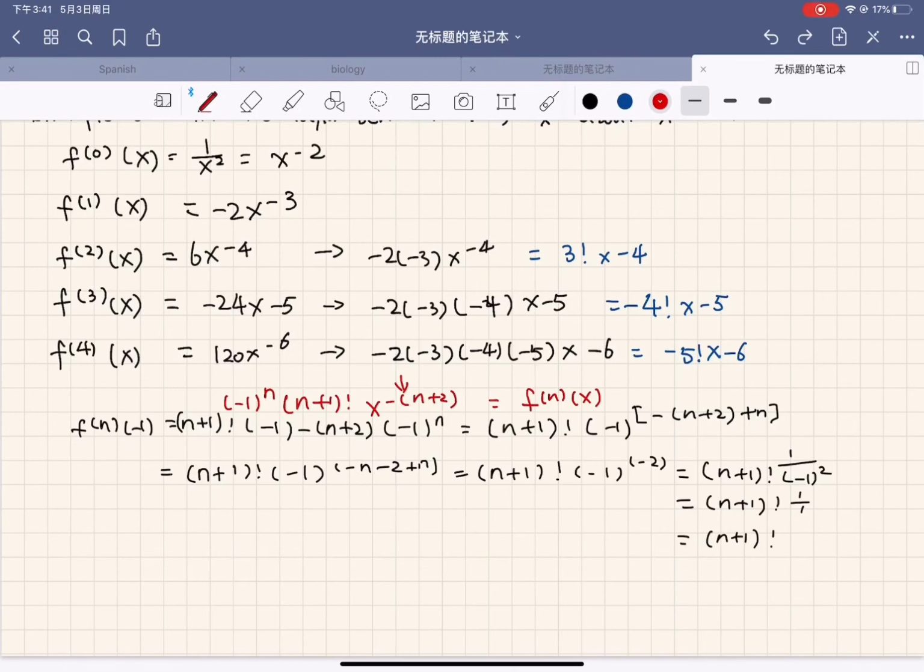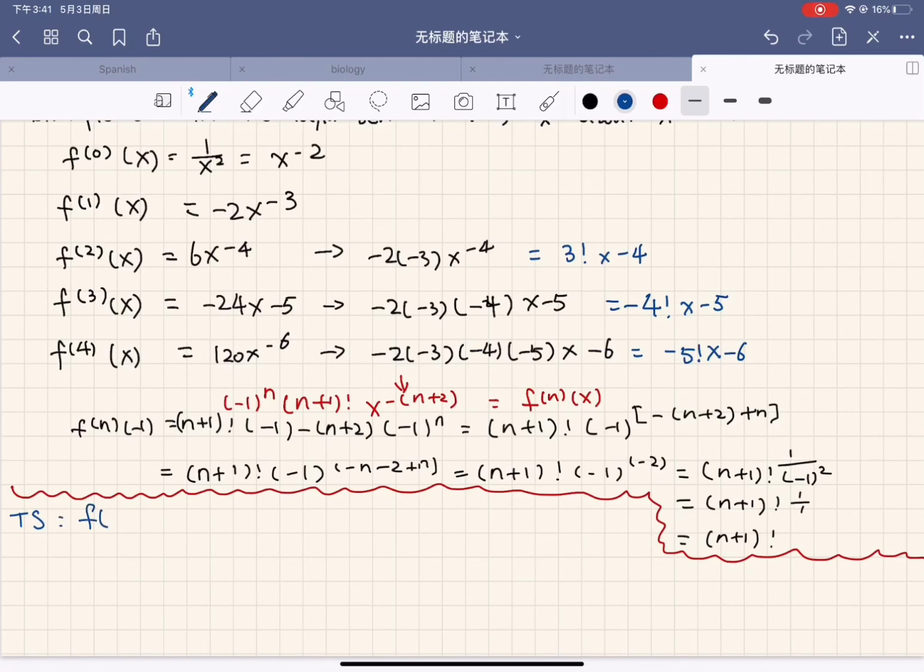So now we can get the Taylor series for this function. First of all, we write down the original Taylor series formula here. The Taylor series formula is f(x) equals the sum from n equals 0 to infinity of f to the power of n at a, over n factorial, times (x minus a) to the power of n.